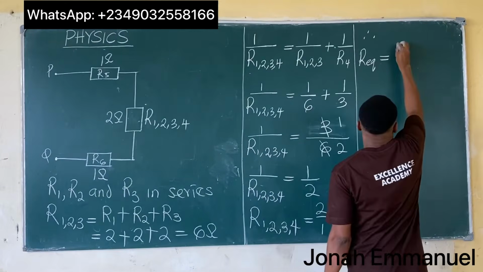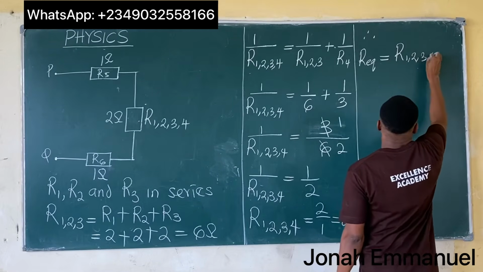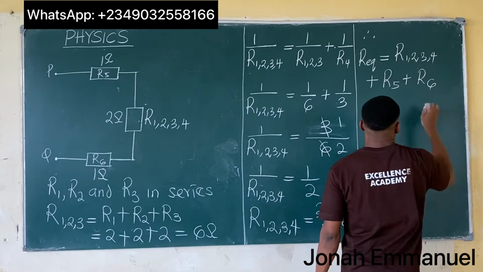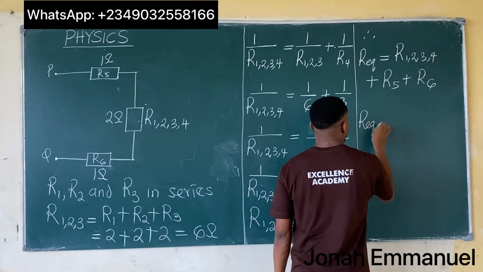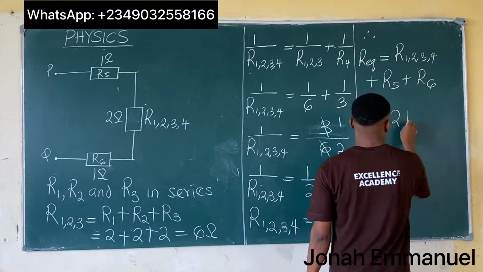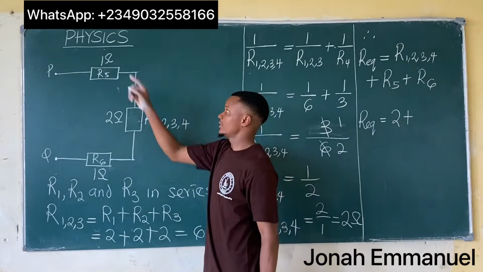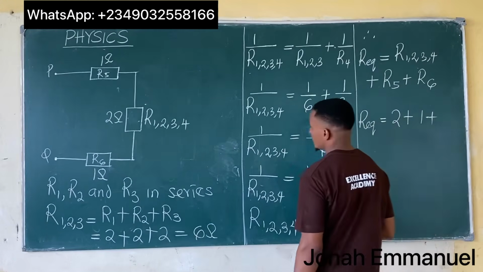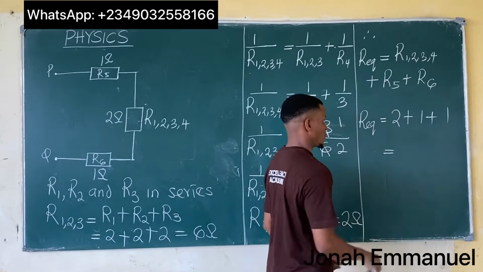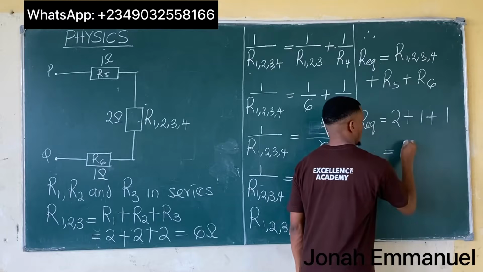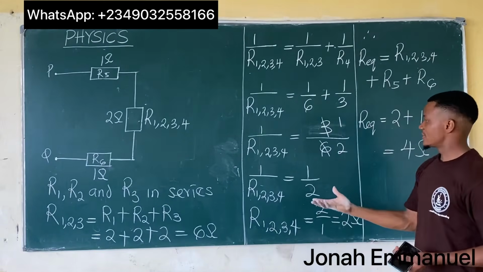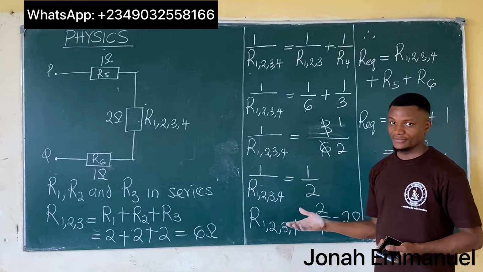So it becomes R1,2,3,4 plus R5 plus R6. So hence, the equivalent resistance is equal to R1,2,3,4, this is 2, plus R5 is 1, so plus 1, plus R6 is also 1, so plus 1. So the equivalent resistance is 2 plus 1 is 3 plus 1 is 4. So my answer is 4 ohms. Alright, so this is how you solve this question.